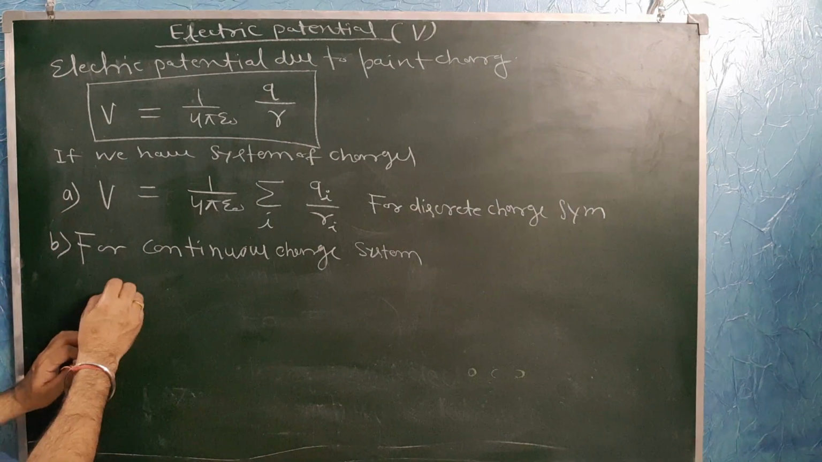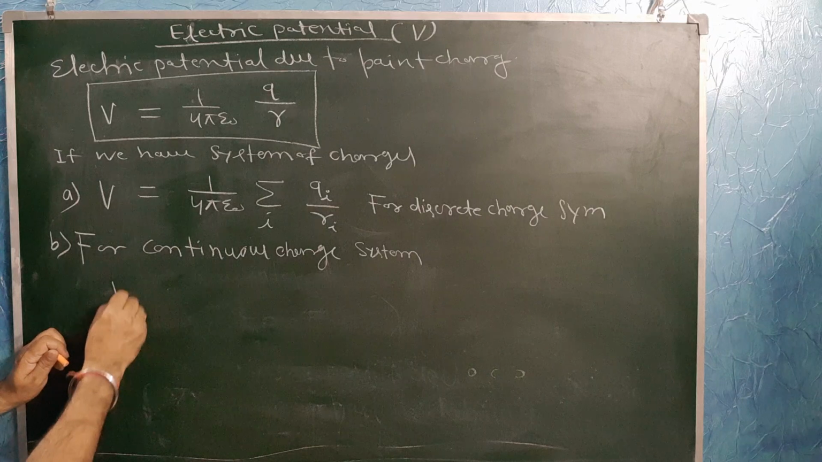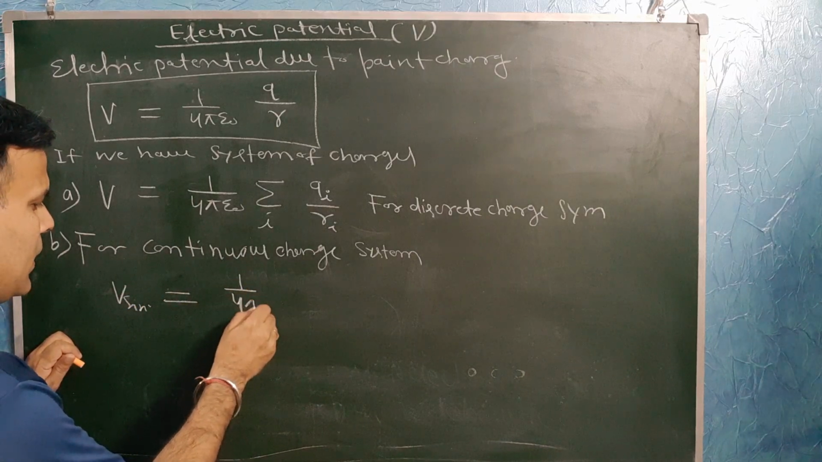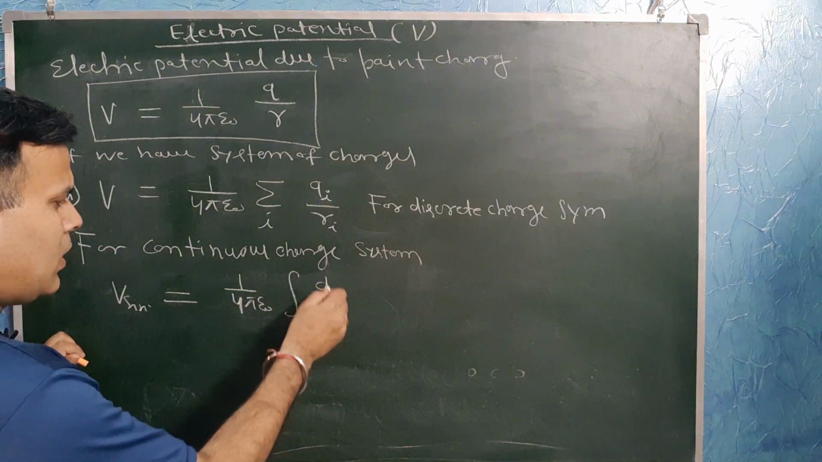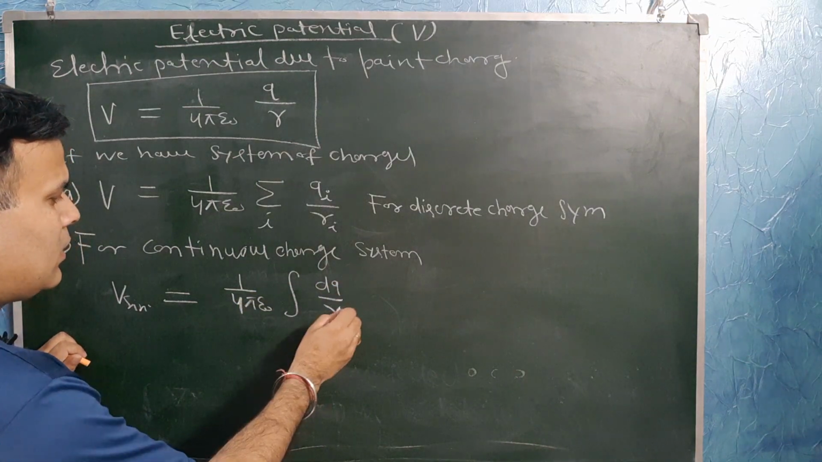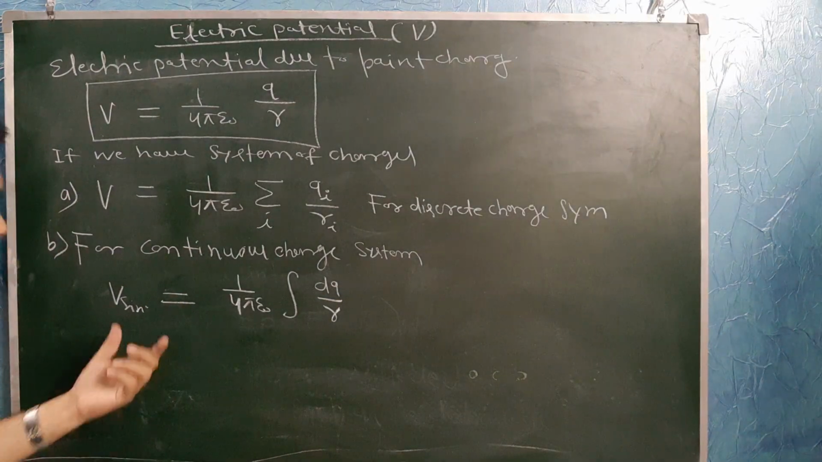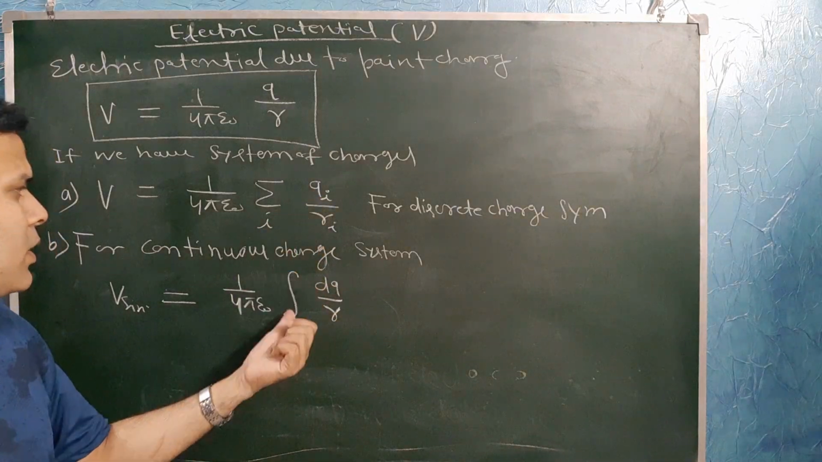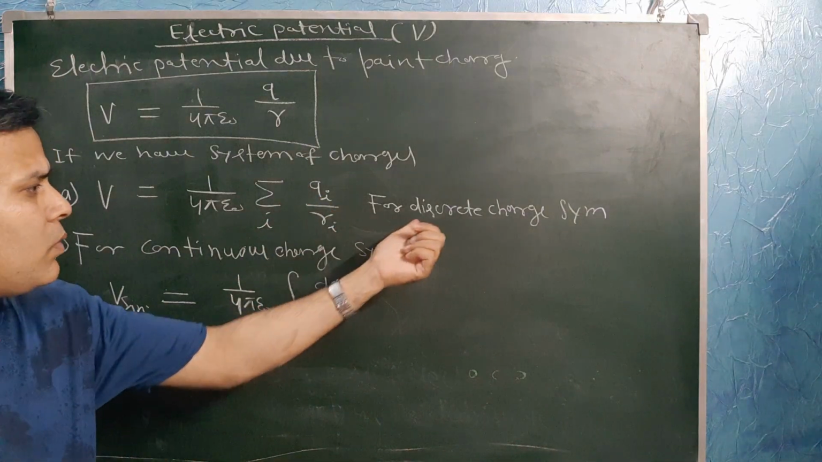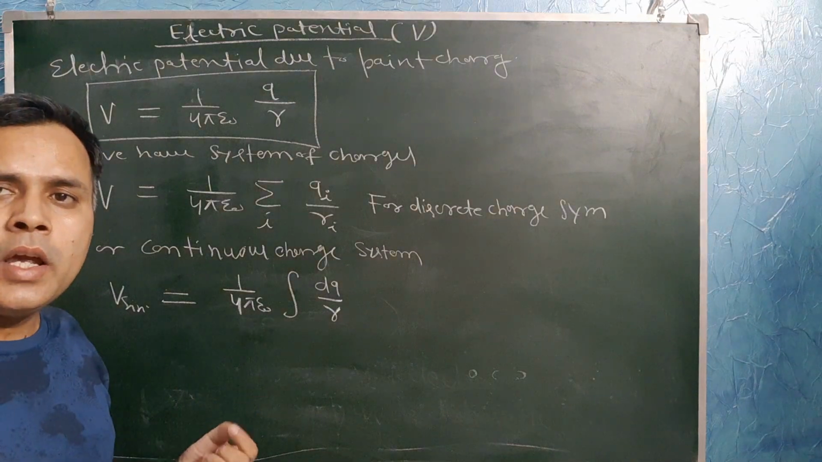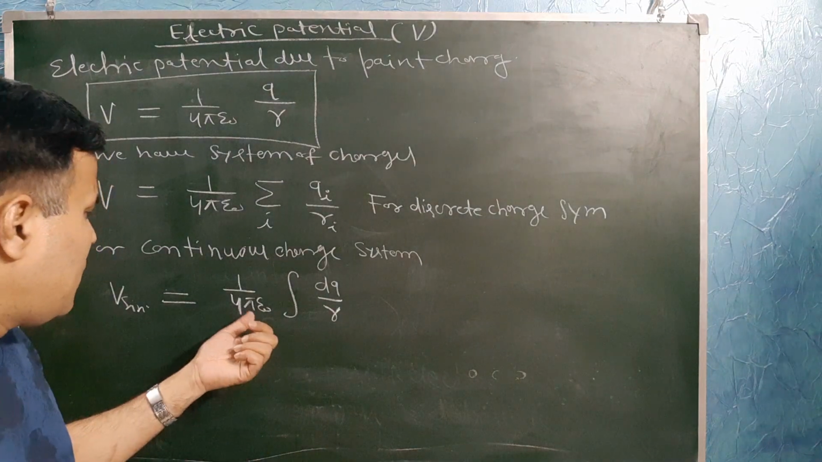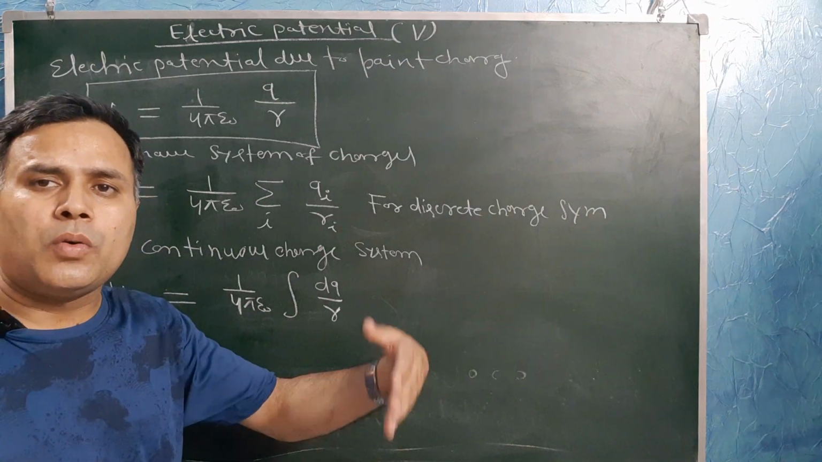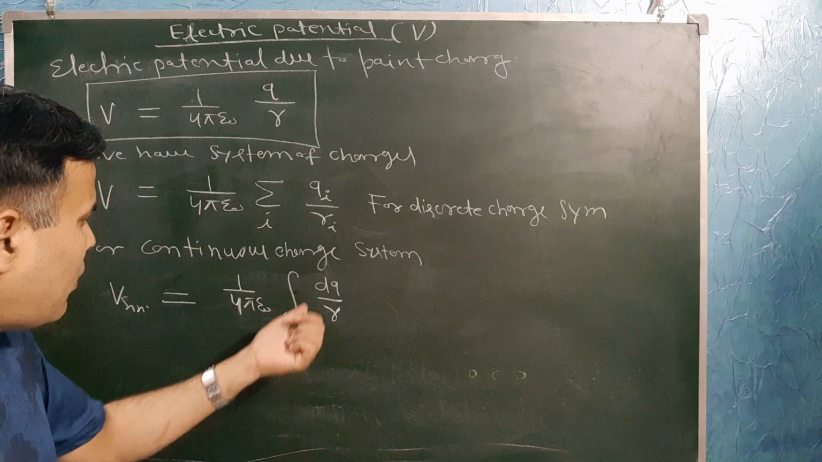So in that case, V is 1 upon 4 pi epsilon 0 times integral of dq by r. This is simply the profile of electric potential for a continuous charge, and this is the difference between summation and integration. Summation corresponds to the discrete charge system, meaning we have charges Q1, Q2, Q3, Q4. If the charge is distributed continuously throughout a line, surface or volume, then we have to use integration.